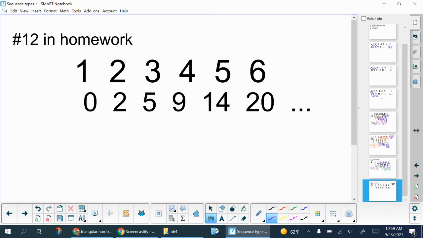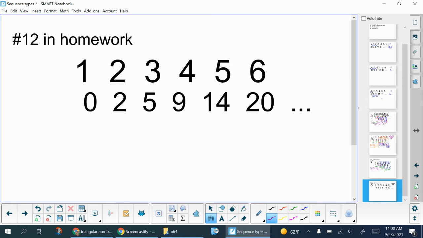Finally, this is number 12 in the homework. I'm going to do the same exact thing. Is it an adding rule? No. Is it a multiplying rule? Definitely not. If I look at my differences, I'm going plus 2, plus 3, plus 4, plus 5. Well, it's not a constant difference, but I'm adding 1 to the number I'm increasing by every time. So it's definitely quadratic.